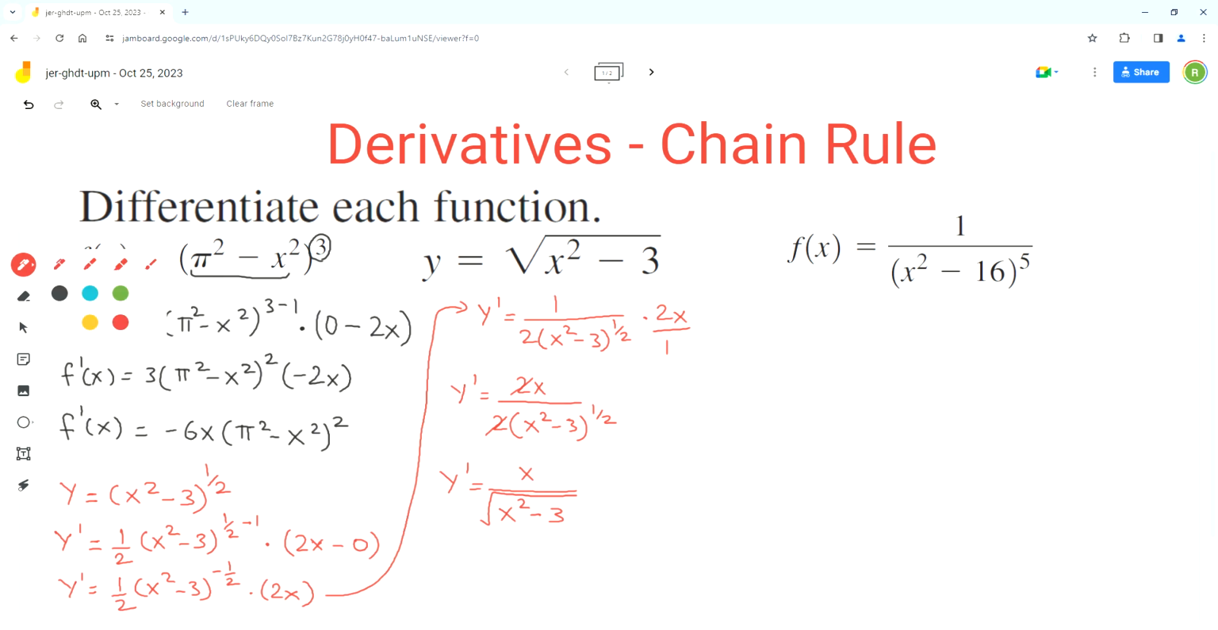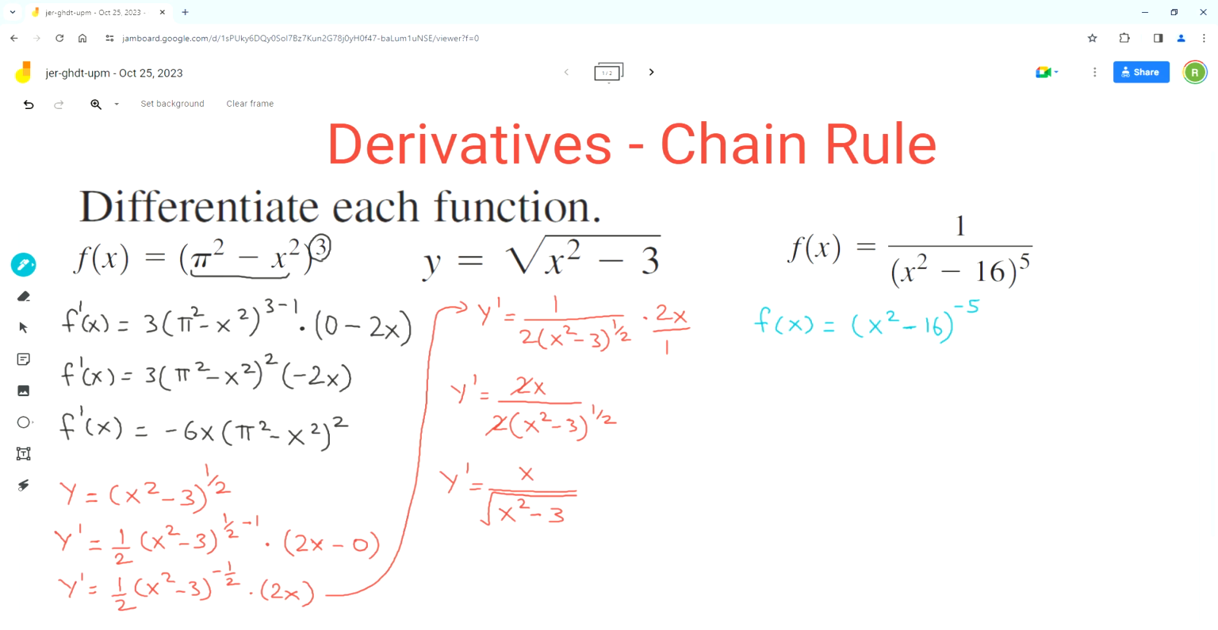Now we can find the derivative of the third function. So the third function is f of x equals 1 over (x squared minus 16) exponent 5. Now this is a rational function. So (x squared minus 16) exponent 5 is in the denominator. So the first step here we can do is to move this denominator to the numerator, and that will change the sign of the exponent. So f of x equals (x squared minus 16) and then exponent negative 5. Since the numerator is just 1, 1 times this expression will just be this expression.